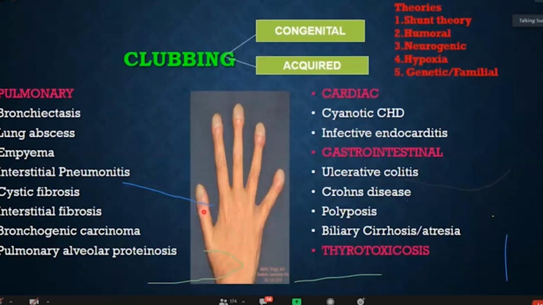Apart from that, there is something known as the humoral theory, like ferritin. Ferritin causes, estrogen causes, bradykinin causes. Then you have something known as the neurogenic theory, and then hypoxia, genetic, and familial. But the most important, you should remember PDGF, ferritin, and then hypoxia. These three things are important. Other causes of clubbing, I think I should not interfere with now.